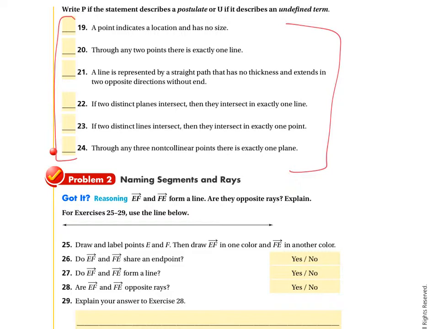I don't care whether you know if it's a definition or a postulate. I just want you to know them. A line is represented by a straight path that has no thickness and extends in 2 opposite directions without end. Well, that's a little bit more detailed of a definition than I gave you for a line, but that's a definition. If 2 distinct planes intersect, then they intersect in exactly 1 line. That's that postulate we just went over. If 2 distinct lines intersect, then they intersect in exactly 1 point. Again, postulate we just went over. Through any 3 non-collinear points, there is exactly 1 plane. Technically, they're going to say that's a postulate. It's also based upon the definition of a plane. So again, I don't care if you know whether it's a postulate or definition, just know them.